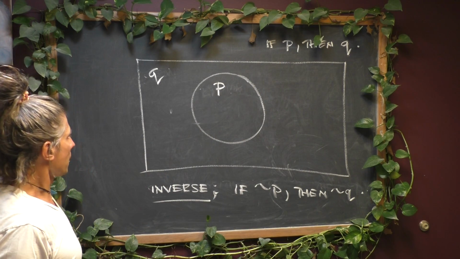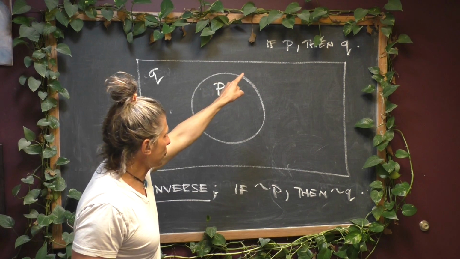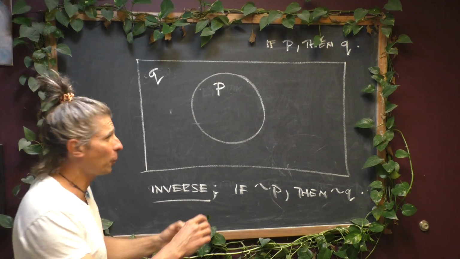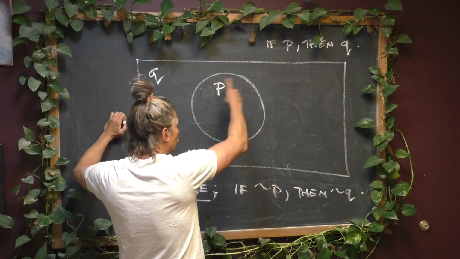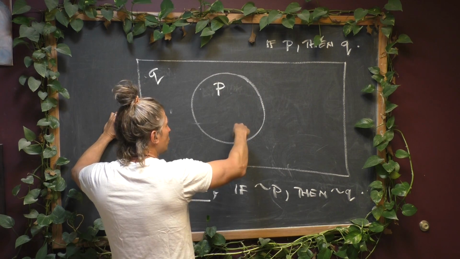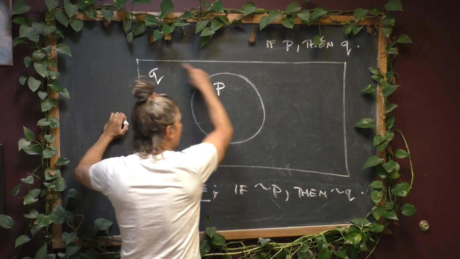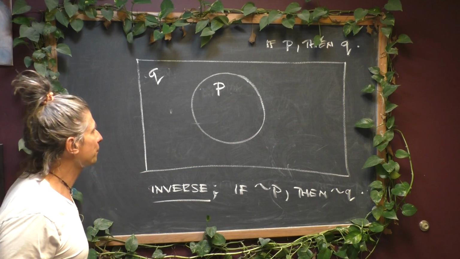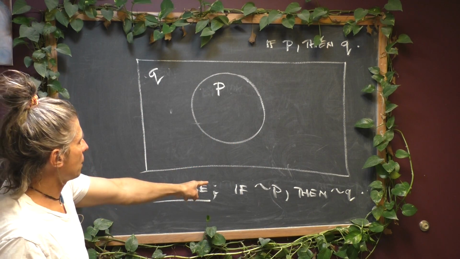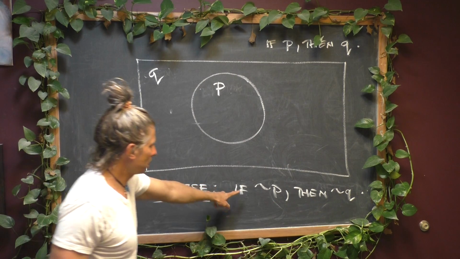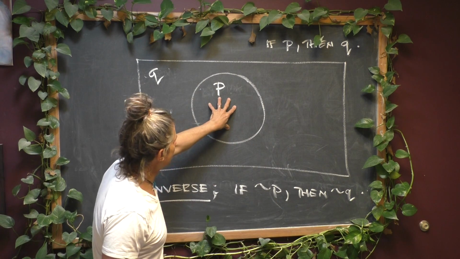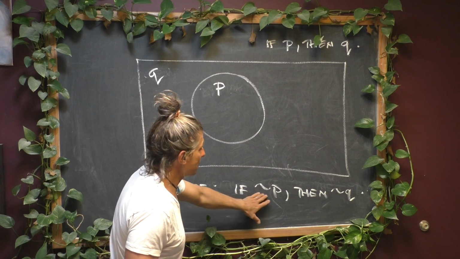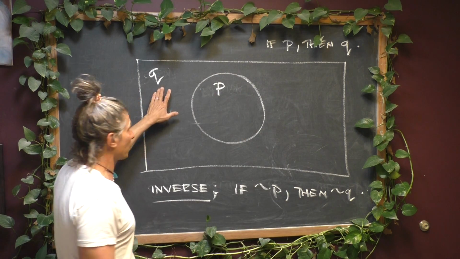Okay, so if we assume that's true, we look here. And we knew why it was true before, because if you're in this circle, then you are definitely in this rectangle. The entire circle is contained within the rectangle. But this one says, what if you're not in the circle? What this statement says is, if you're not in the circle, then you're also not in the rectangle.